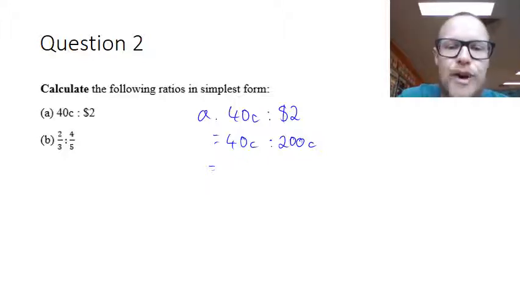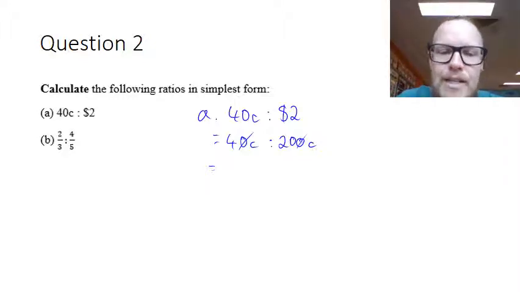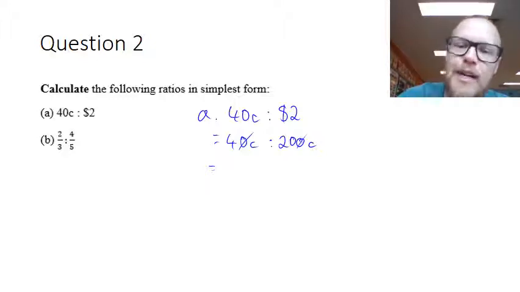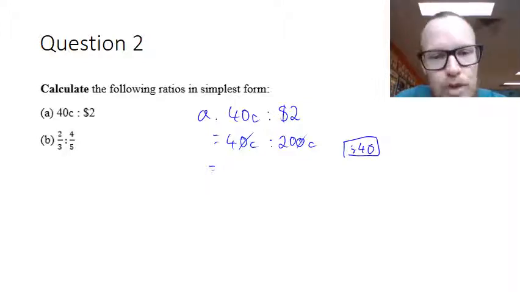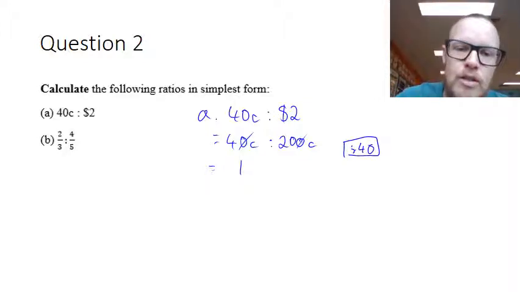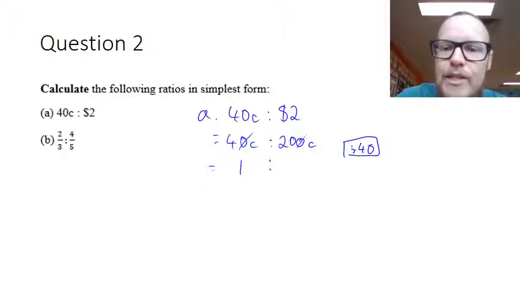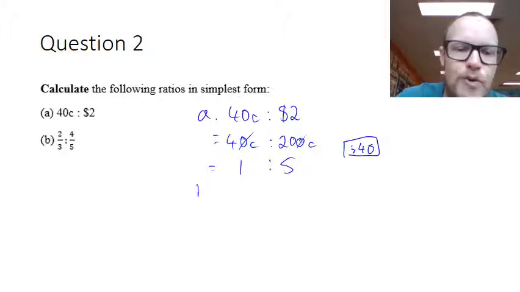Now, easy to divide by 10, that's the same as taking a 0 off either of them, so I've divided both sides by 10. And then I can see I've got 4 and 20 and they've got a common factor of 4. So if I divide both by 40, so divide 40 by 40 and I get 1, divide 200 by 40 and I get 5. And that's our answer there in simplest form.